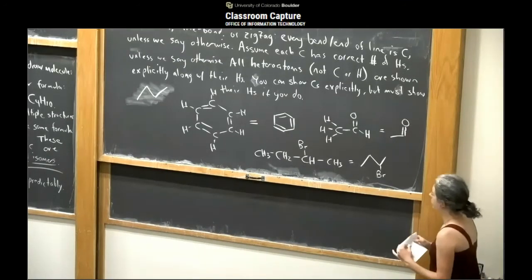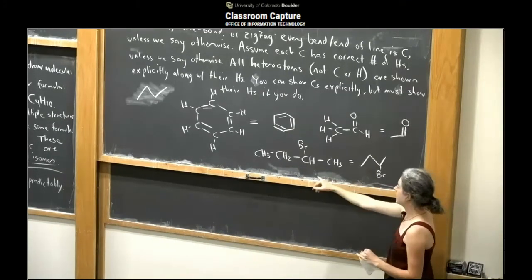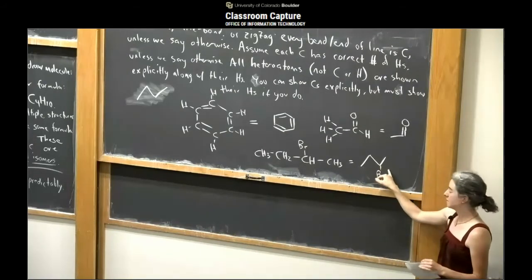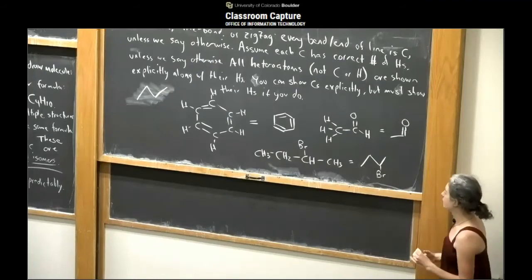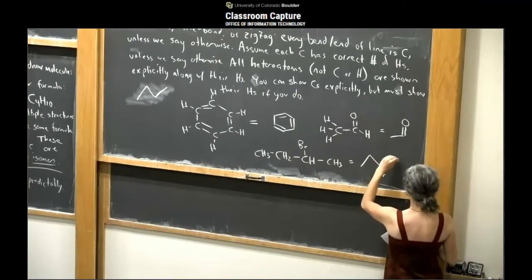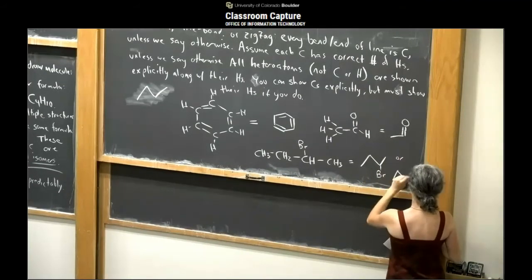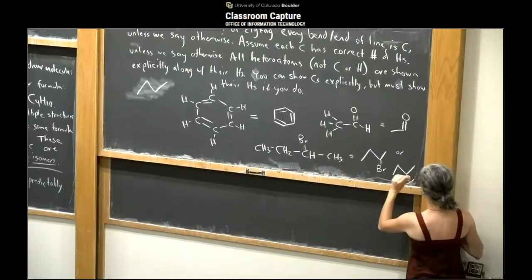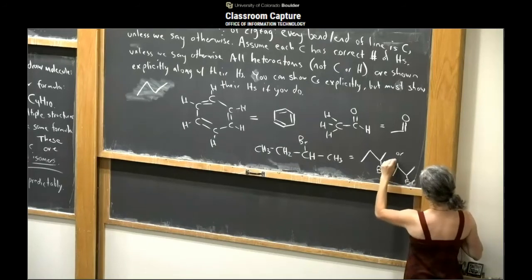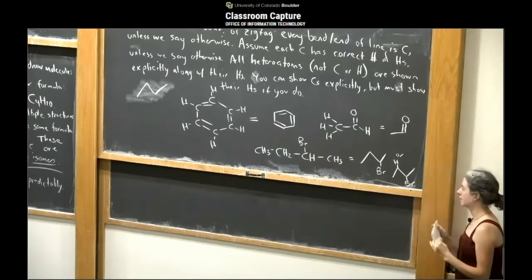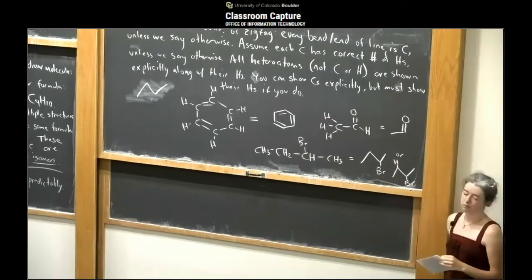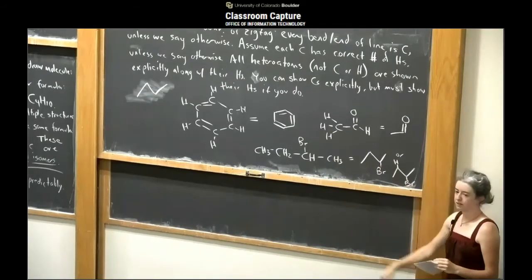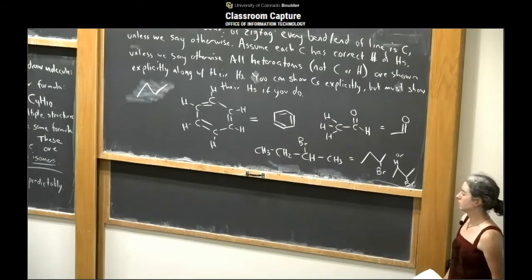If I want to, I can still show any of the H's on here explicitly. So I could show the H attached to this carbon if I want to. Or, because it turns out to be important for reactions that we'll see later on, maybe I can show this hydrogen explicitly if it turns out to be something that I want to draw attention to. So I can draw any or all of the hydrogens explicitly, just depending on what I care about in that structure.